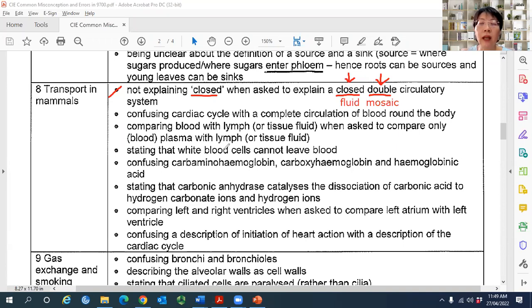For example, artificial active immunity. Then you must explain what is artificial, what is active, what is immunity. All these three words must be explained.